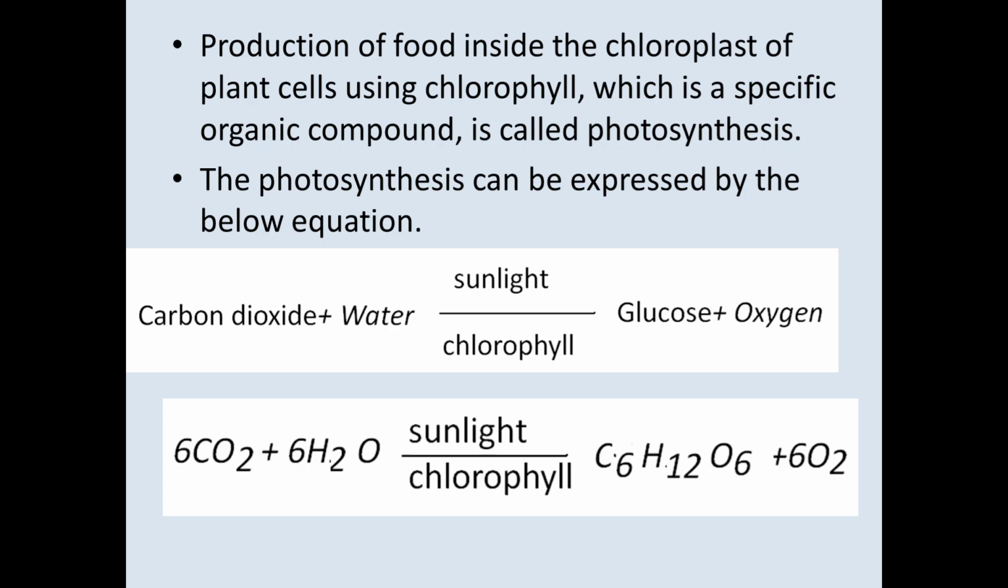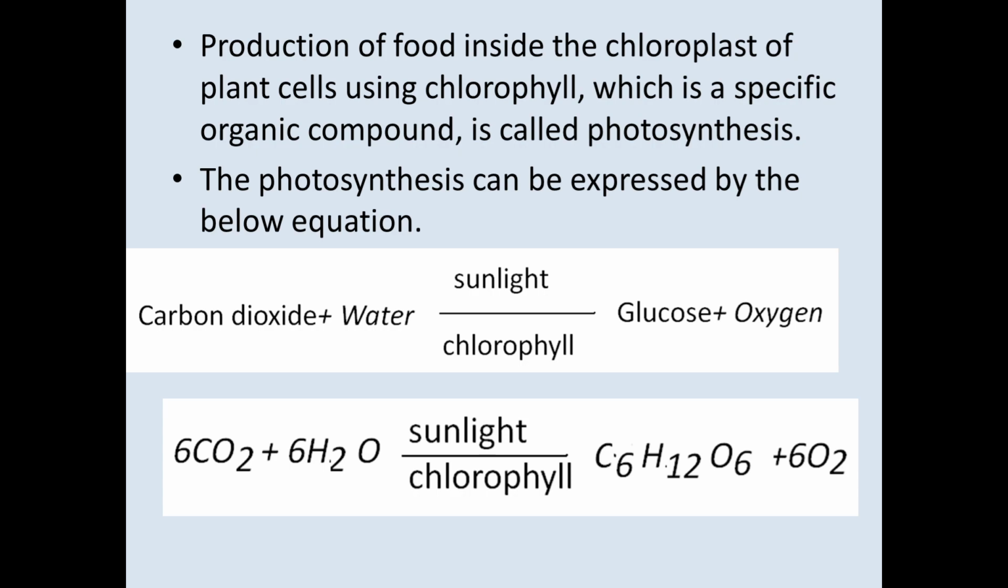Mainly, the autotrophic organisms produce their food by the process of photosynthesis. Production of food inside the chloroplast of plant cells using chlorophyll is called photosynthesis. For the process of photosynthesis, some external factors like sunlight, carbon dioxide, and water are needed. And by the process of photosynthesis, glucose and oxygen are produced.